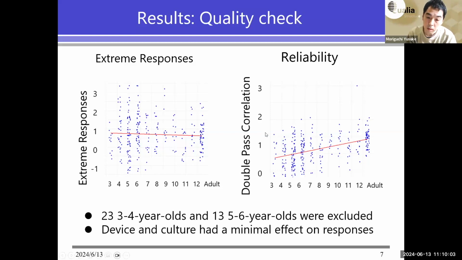Some of the children, especially 3, 4, and 5-year-olds, showed unreliable responses, so we excluded such children. In total, 23 3- and 4-year-old children and 13 5- or 6-year-old children were excluded. We also examined the device, such as PC or touch device, and culture, Japan or China, and we confirmed that these factors had a minimal effect on responses. So we generally report the results focusing on age.